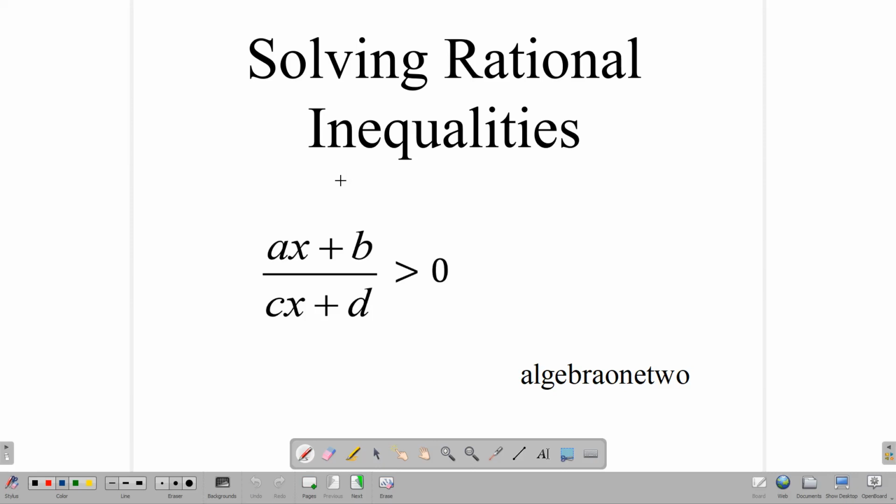In this lesson, we are looking at solving rational inequalities. And what we mean by that is inequalities written in the form (ax + b)/(cx + d), or inequalities written in fractional form.